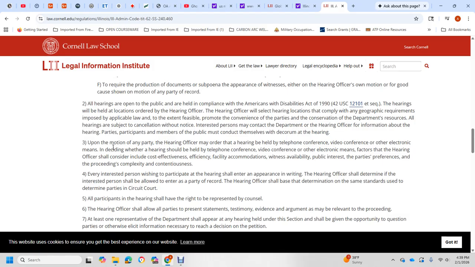Upon motion of a party, the hearing officer may order that the hearing be held by telephone conference, video conference or other electronic means. To decide whether the hearing should be held by telephone conference, video conference or electronic means, the hearing officer shall consider cost effectiveness, sufficiency of facilities, accommodation, witness availability, the public interest, the preference of the parties, and the complexities and contingencies of the proceeding.